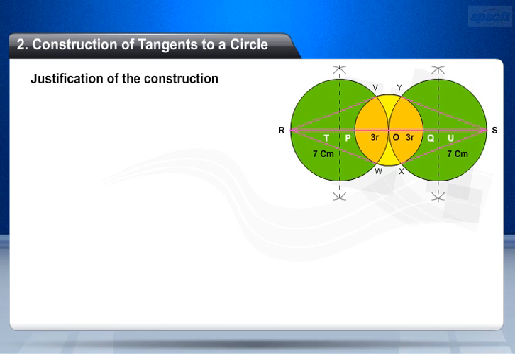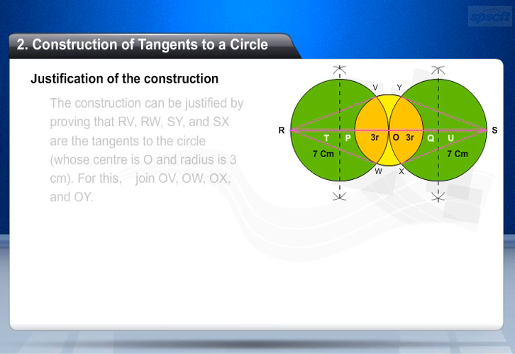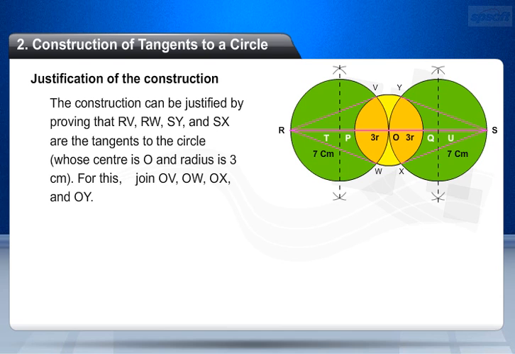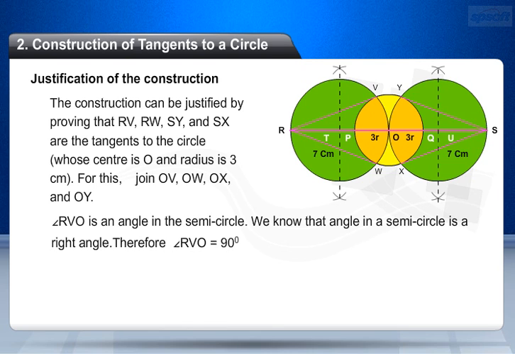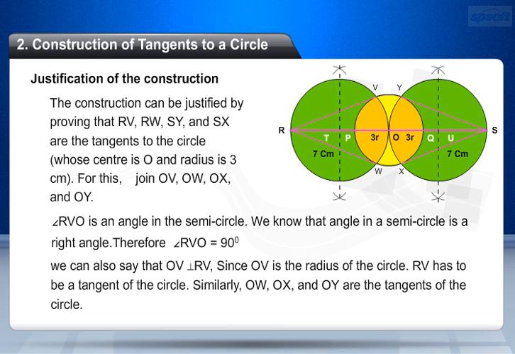Let us see the justification of the construction through mathematical reasoning. The construction can be justified by proving that RV, RW, SY, and SX are the tangents to the circle, whose center is O and radius is 3 centimeters. For this, join OV, OW, OX, and OY. Angle RVO is an angle in the semicircle, and we know that angle in a semicircle is a right angle. Therefore, we have angle RVO equals 90 degrees. We can also say that OV is perpendicular to RV. Since OV is the radius of the circle, RV has to be a tangent of the circle.